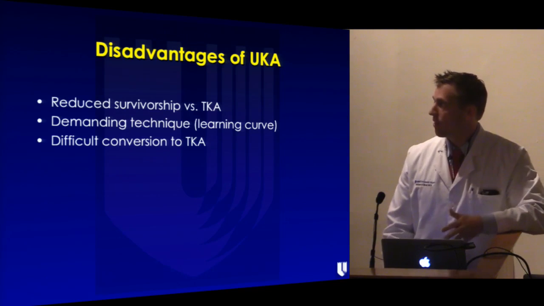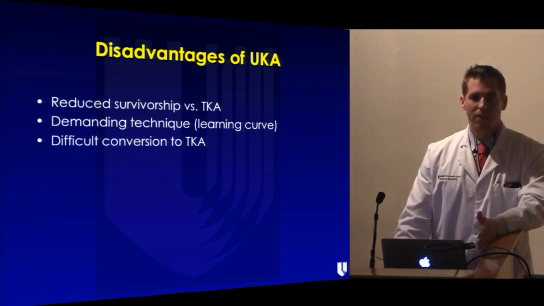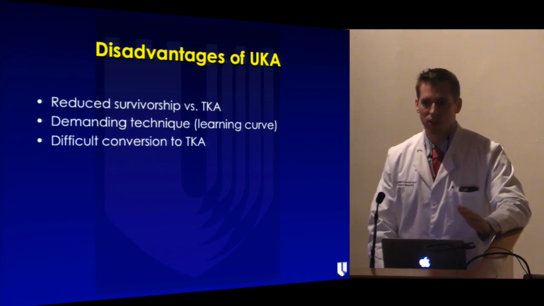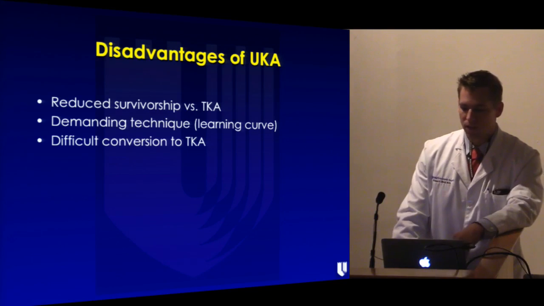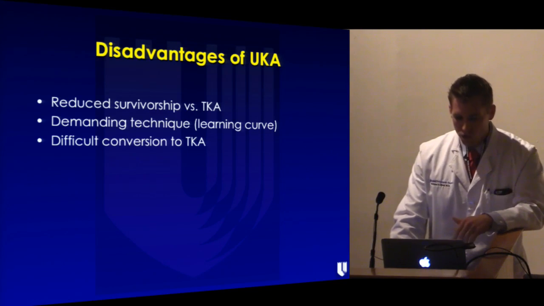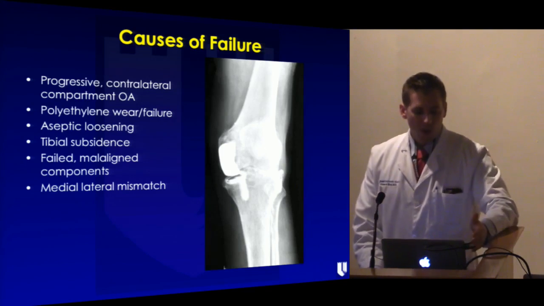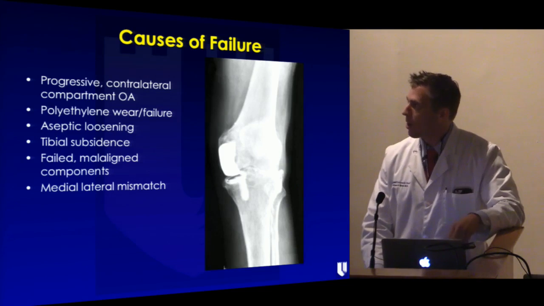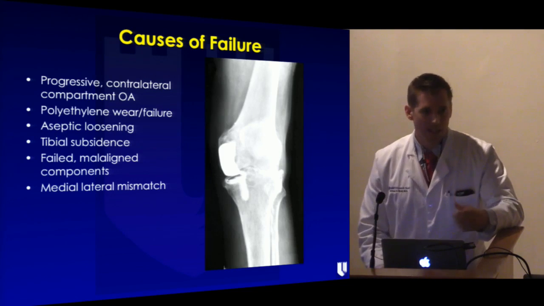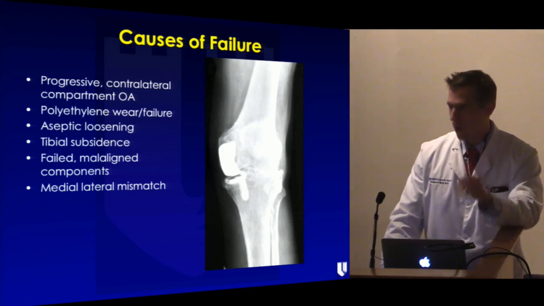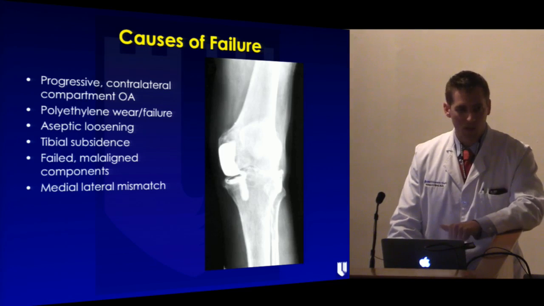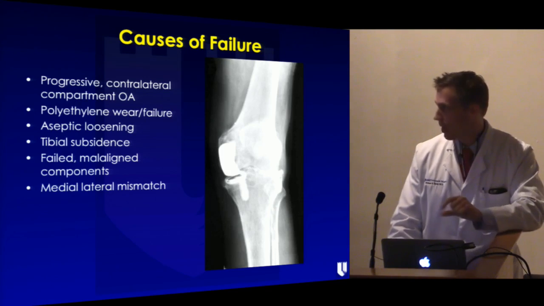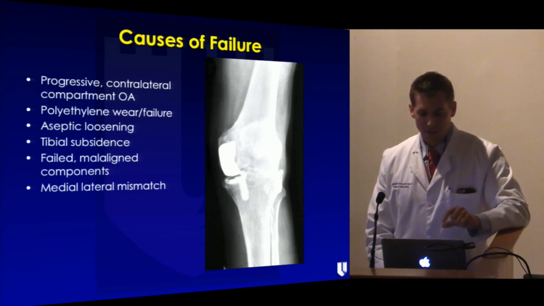So, what are the disadvantages? Some would say that there's a reduced survivorship of a uni versus a total. It does have a demanding technique and certainly a steep learning curve, and it can have a difficult conversion to a total knee. So what causes reduced survivorship? So there's progressive contralateral compartment arthritis, there's polyethylene wear or failure. Failure can often be seen in these mobile bearing components with the poly being spit out. Aseptic loosening, tibial subsidence, failed malalignment components, and medial lateral mismatch. Basically, a lot of those are coming from intraoperative error.